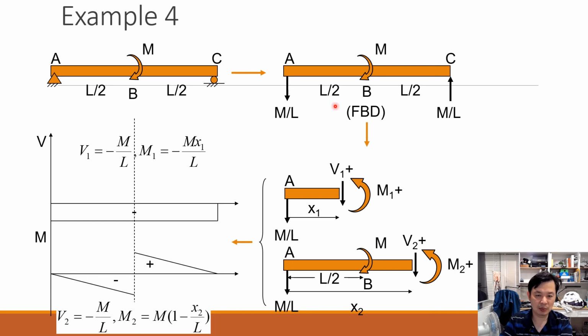We cut the middle between A and B, get this free body diagram, and we cut B and C, at the point in the middle of BC, and get the second free body diagram. For both cases, we derive V1 and M1 functions for the first section, and V2 and M2 for the second section. After that, we plot all of them and get the whole shear diagram and moment diagram for this problem. Okay.